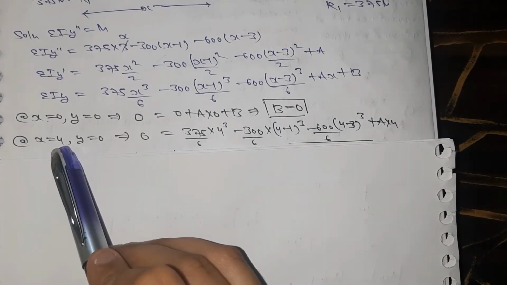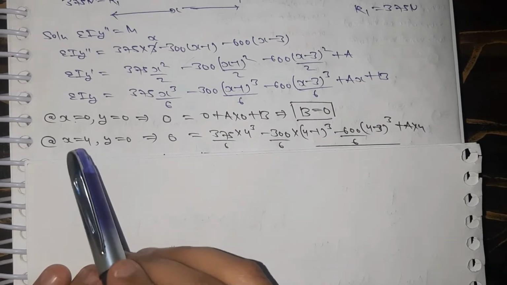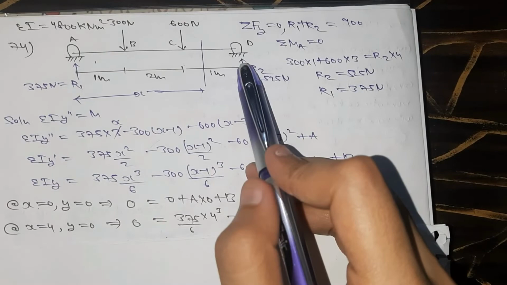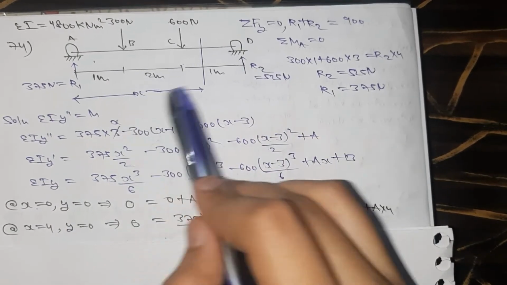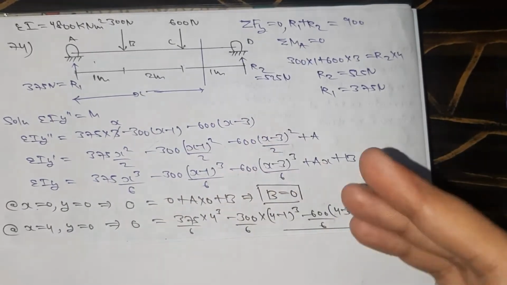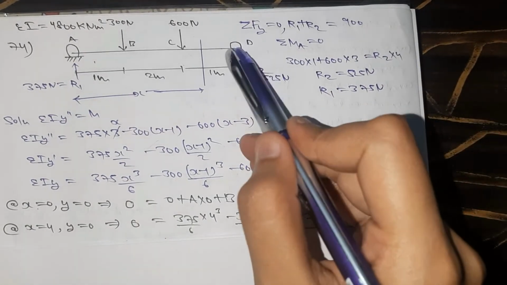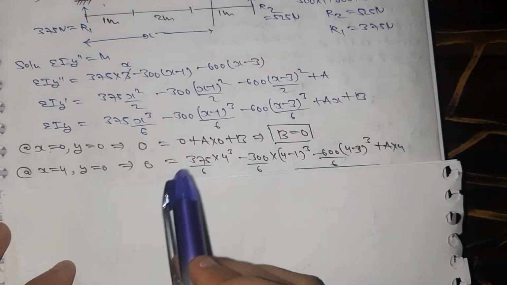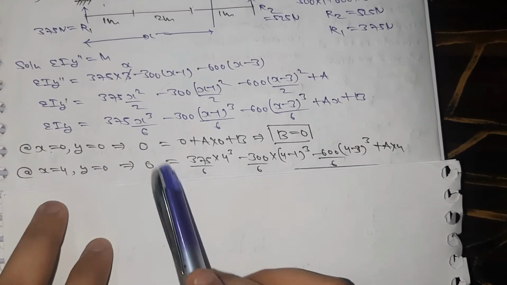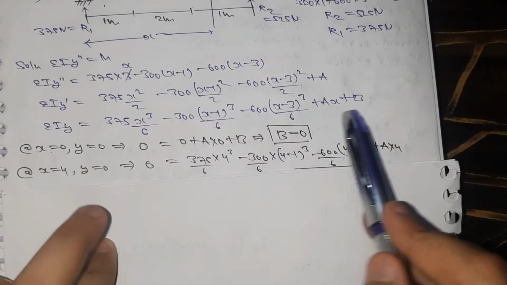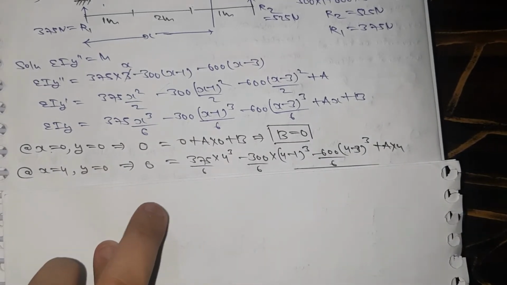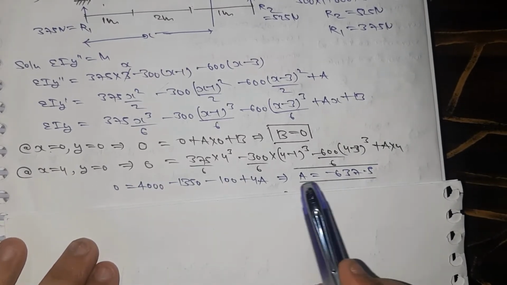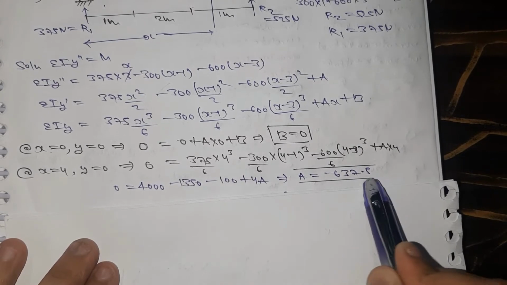This is the other boundary condition. At x equal to 4, y is again 0. Why is y again 0? You can already see there, at x equal to 4, deflection at point D will also be 0. Why 0? Because there is a support. There can't be any deflection where a support is present. So if I put these values in this equation, using this boundary condition, it will simply give us the value of a. As I have calculated already, you can see this, a is equal to minus 637.5.